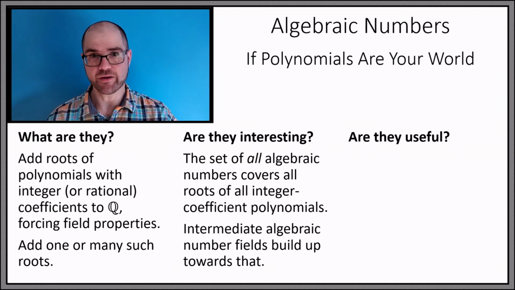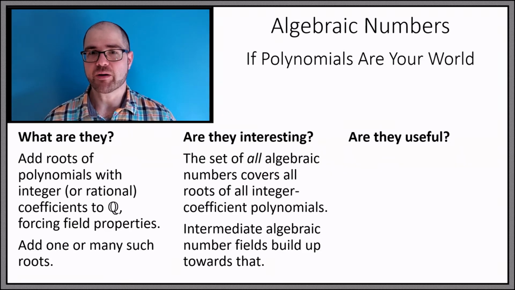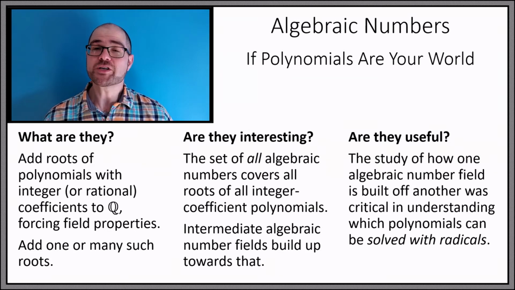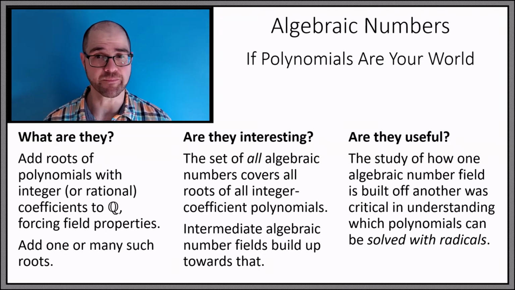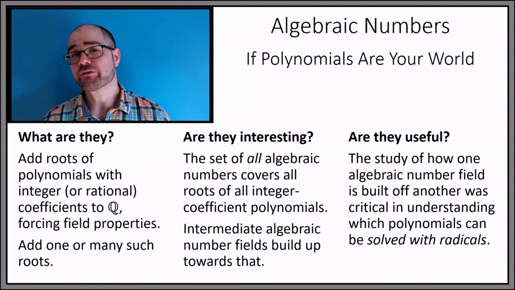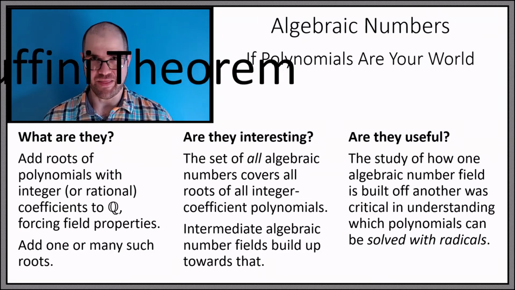As your eyes glaze over and you beg for the sweet release of Cocomelon, however, these intermediate number fields were used to study the question of which polynomials could be solved with explicit formulas like the quadratic formula. It turns out that for polynomials of degree 5 or larger, there is no corresponding formula, and there can never be.